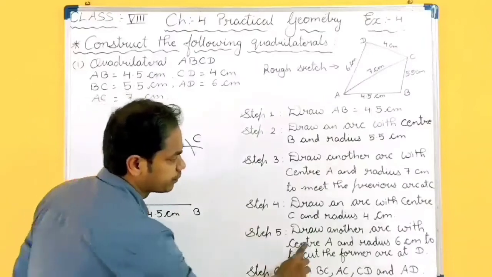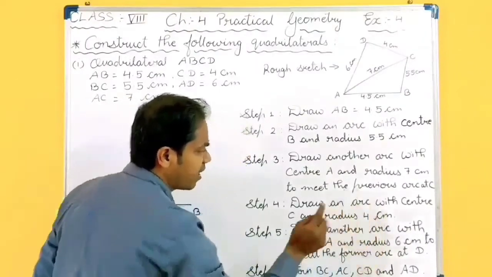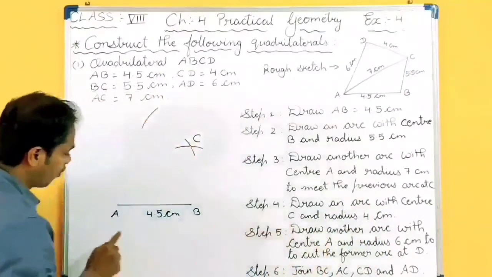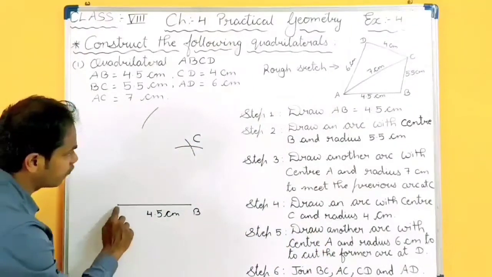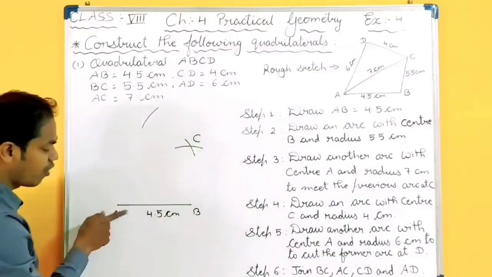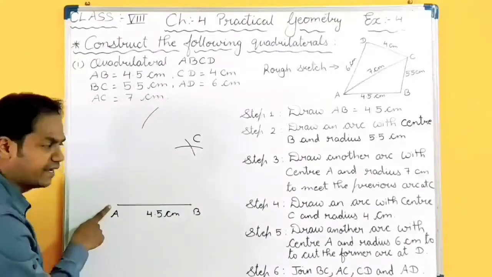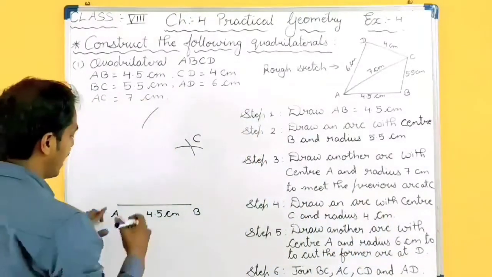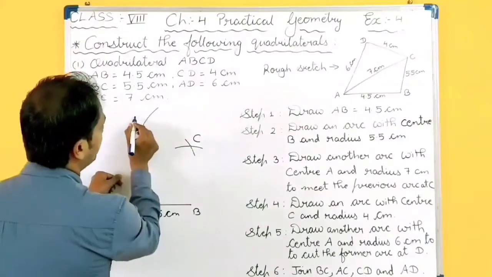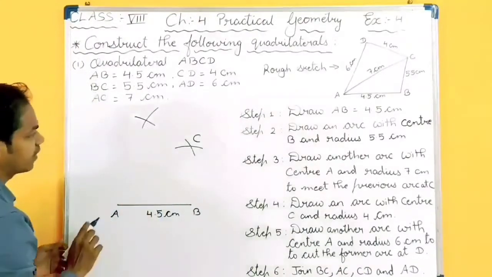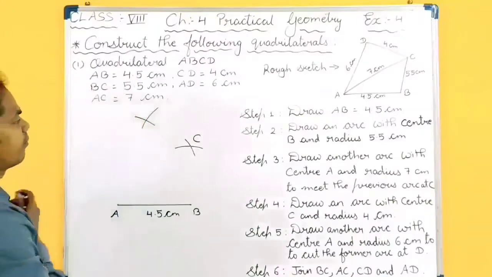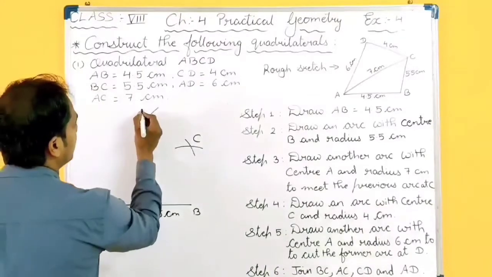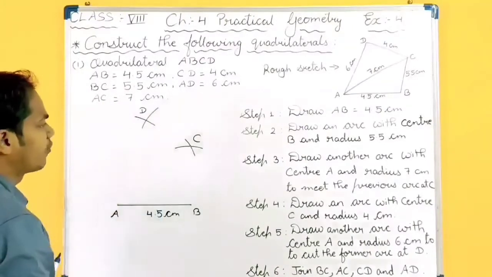Now fifth point, draw another arc with center A. Already we have drawn first arc from A to C. Now we will draw another arc with center A, taking radius of 6 centimeter. This arc will cut at point D. So this is my point D. Okay, now what we will do?